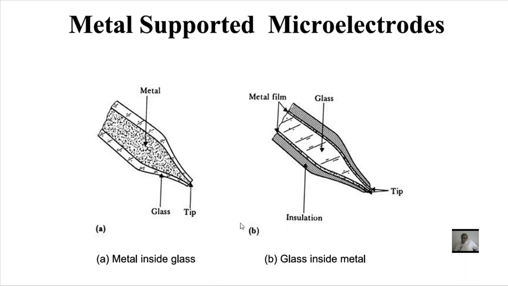Okay. Next, diagram B explains glass inside metal. Inside we have the glass. The glass is sharpened like this, and outside it is covered with the metal. So this metal film is available around the glass. After that we have the insulation. This is the tip where the electrode can be inserted into the cell. So these are the types of microelectrode: one is metal inside glass, the other is glass inside metal. These are also metal electrodes.